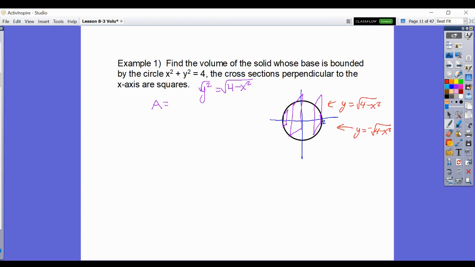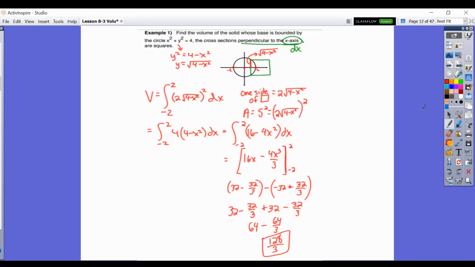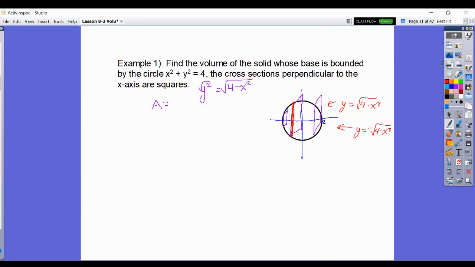Okay, so how far is it from here to here? What is one of these lengths of my square? It would just be the top minus the bottom. Just going to show you real quick. So to do that, if we did the top minus the bottom, it would just be double, minus a negative, right? So we have 2 of those. And then I'll just go back to my picture. All right, so the length is the square root of 4 minus x squared minus the bottom one, which is negative square root of 4 minus x squared. So we have this double negative here, and that's where the 2 came from.